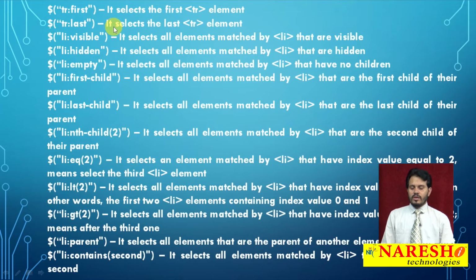Now what we have is $li colon visible. What is that? It is li, which means it selects all elements matched by li, and colon visible means only those li which are visible on the page. If any li are already hidden, it is not going to select them, only visible ones. And the second one you can observe, I have mentioned li colon hidden. It selects all the elements matched by li which are already hidden.